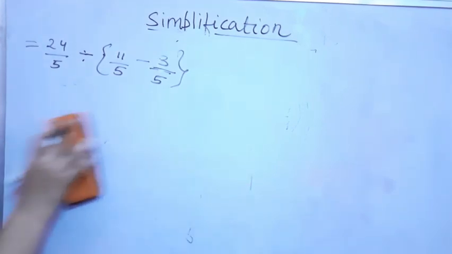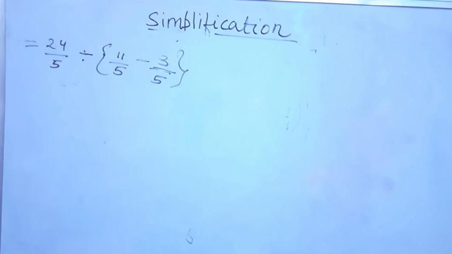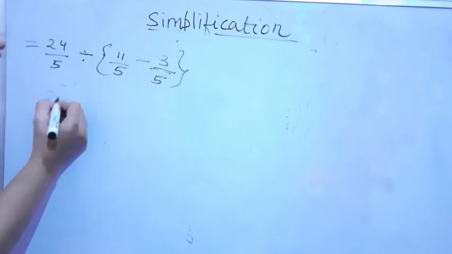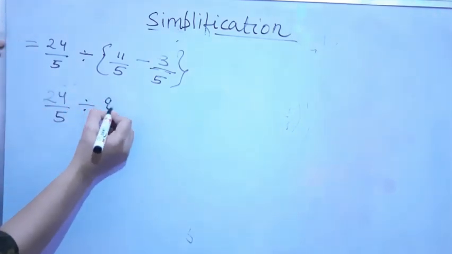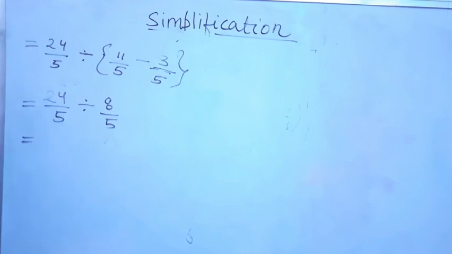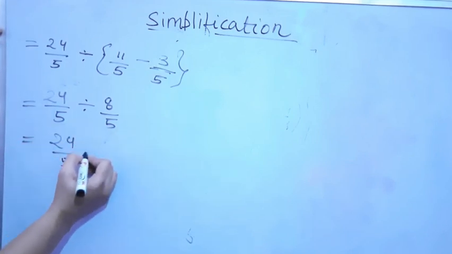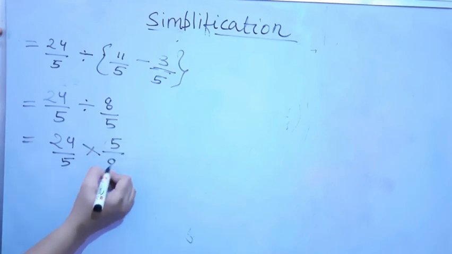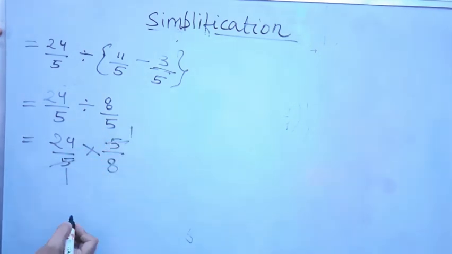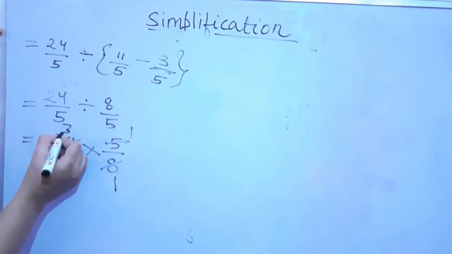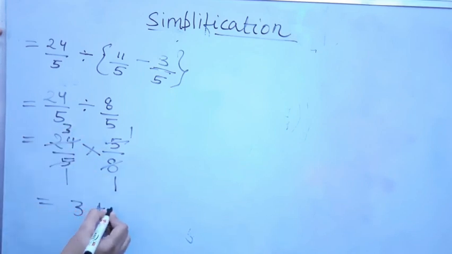So how will we remove the curly bracket? We have to solve the fractions given in the curly bracket. So now it will be 11 minus 3. 11 minus 3 is, students, 8 upon 5. So 24 upon 5 has to be divided by 8 upon 5. When two fractions are divided, we have to take the reciprocal of the second fraction and multiply it with the first one. So 5 1s are 5, 1s are, 8 1s are, and then 8 3s are 24.